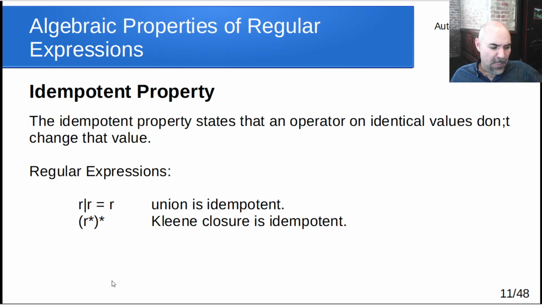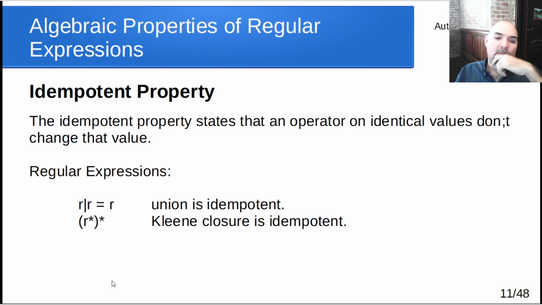Now so far, most of that stuff that we've seen you've probably seen before, but there's another property here that's important to at least understand a little bit, and that's this thing called idempotent. The idempotent property essentially means that if we have an operator that's used on identical values, it does not change that value at all.